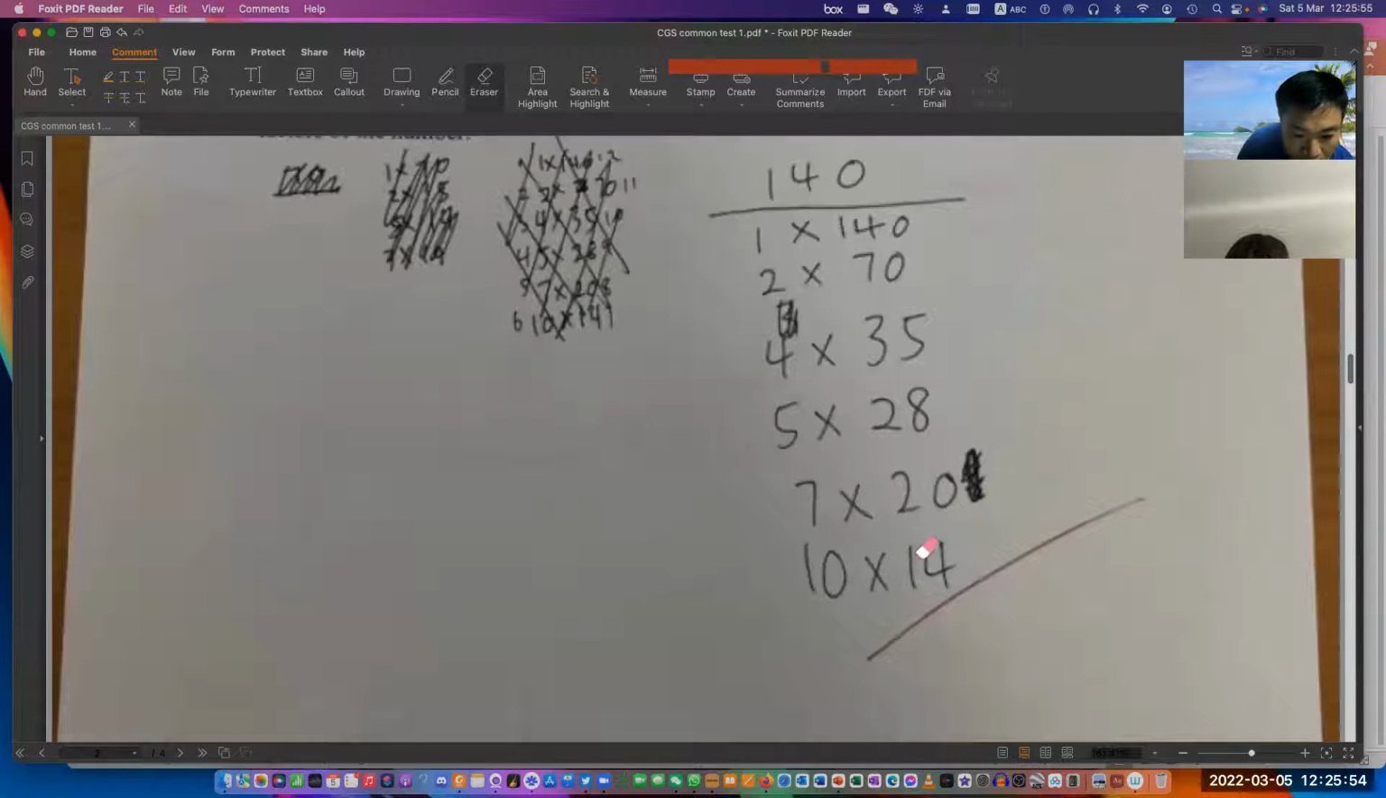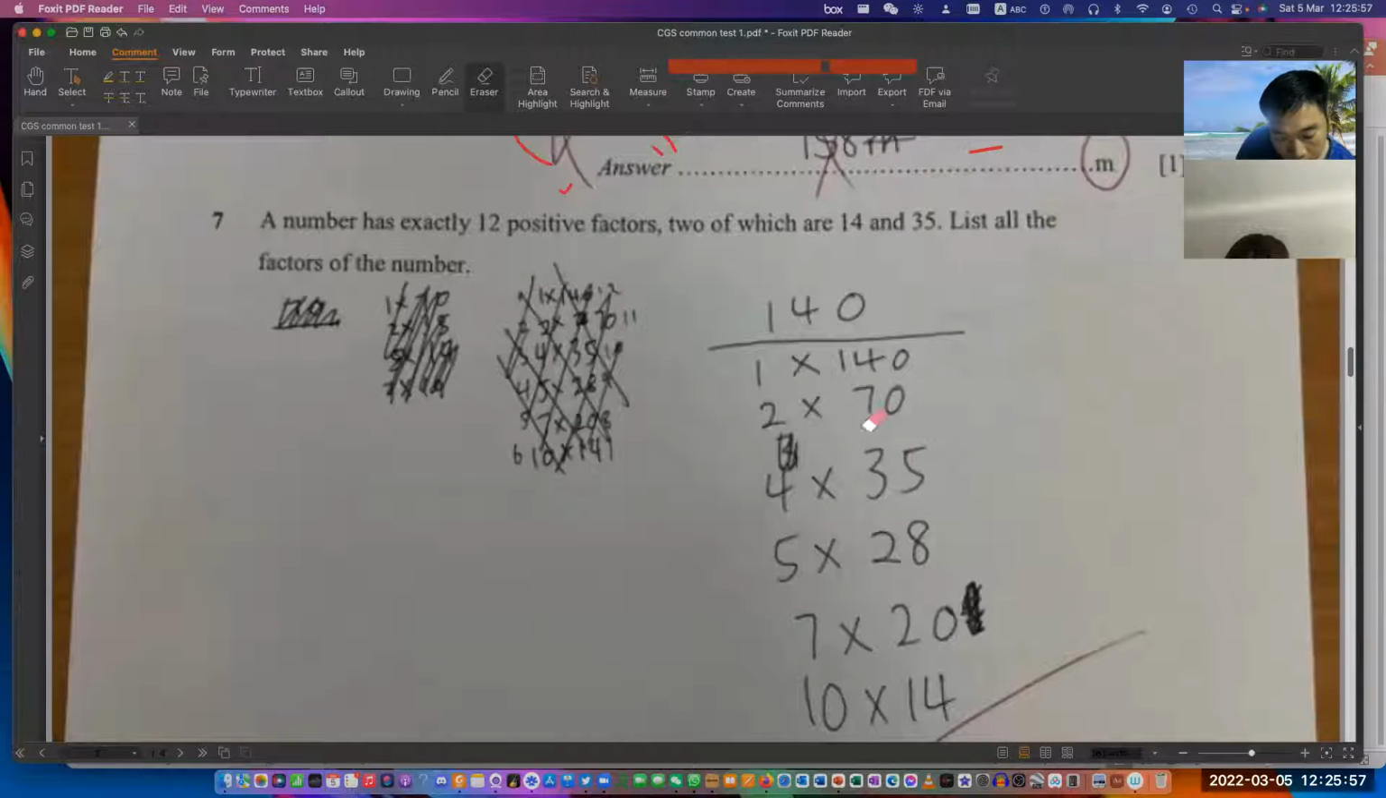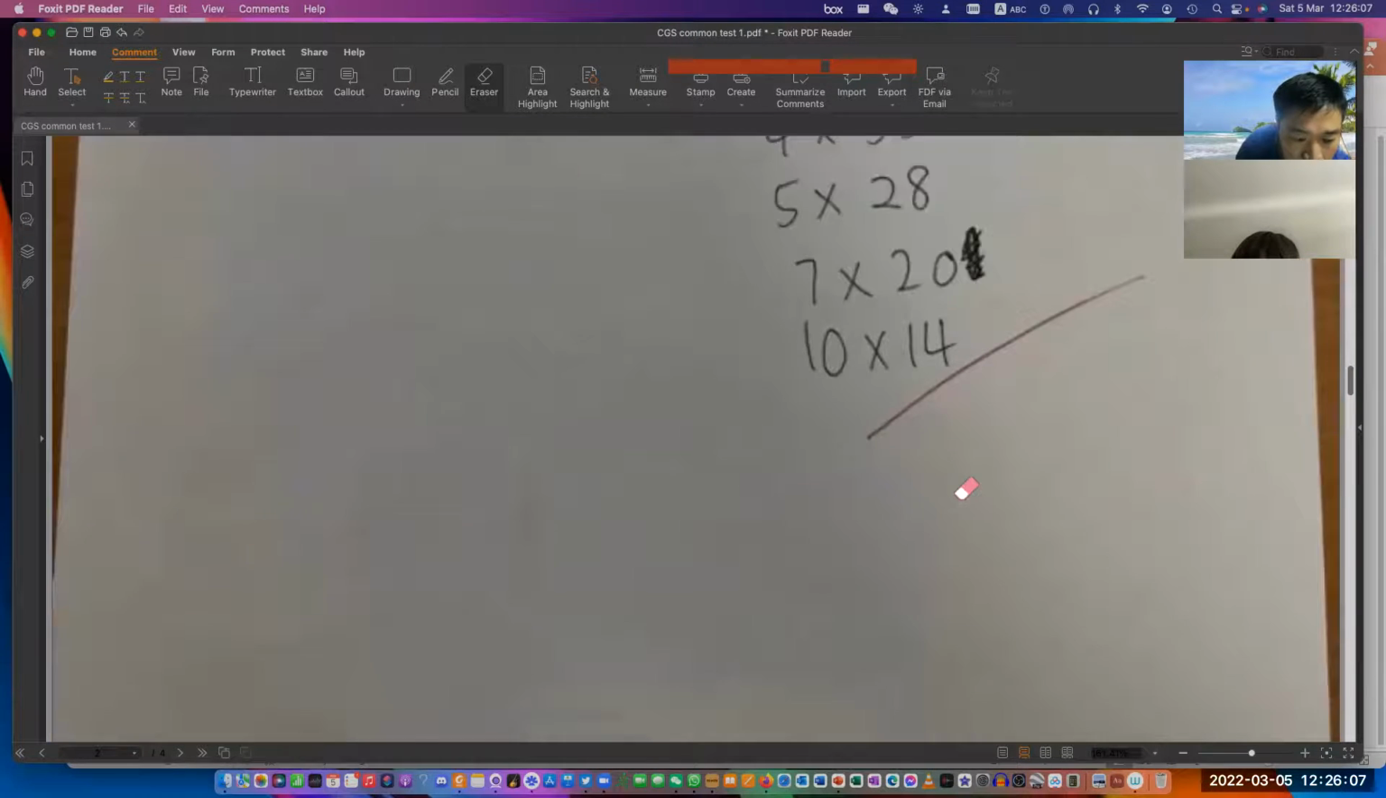Next, for this, you use what? You use the P6 number. Let me see. Exactly 12 positive factors, 2 of which are 40 and 35. List all the factors of the number. Okay, so you use the P6 method.